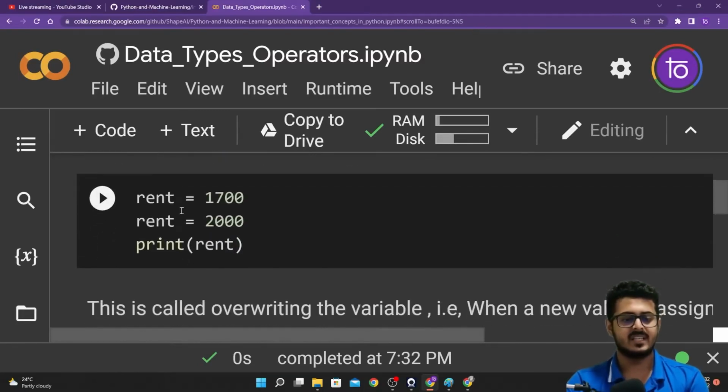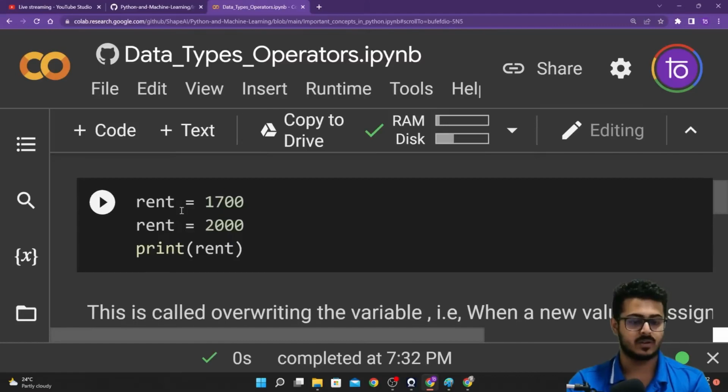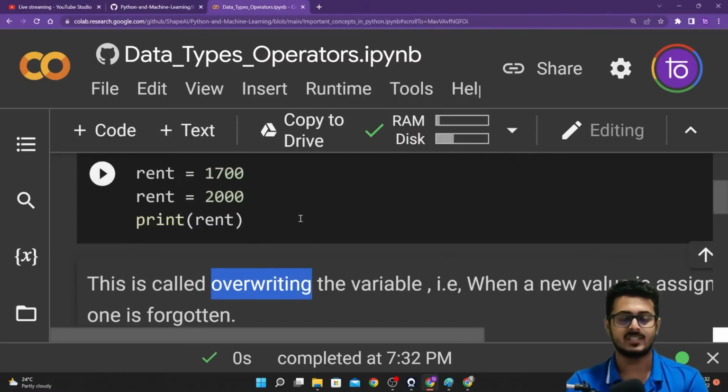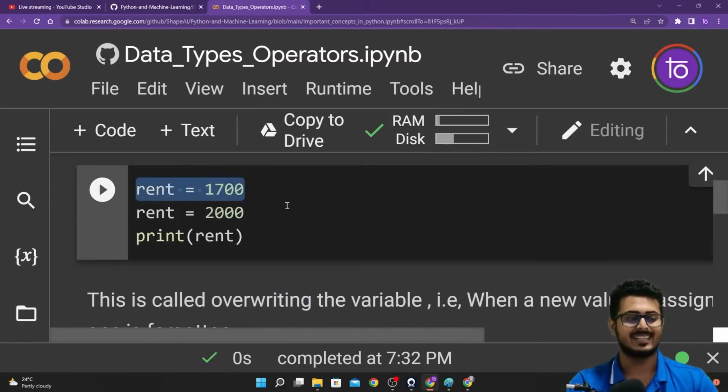The next thing that we need to work on is overwriting the variable. The spelling is over-writing. I know 90% of you will be asking, sir, what is the spelling? So I'm highlighting the spelling right over here so that you are able to see. What is overwriting the variable? First of all, I had written rent = 1700. Later on, I have written rent = 2000.